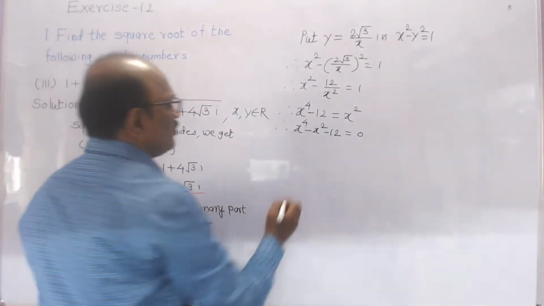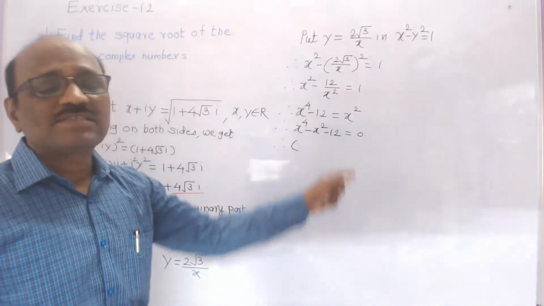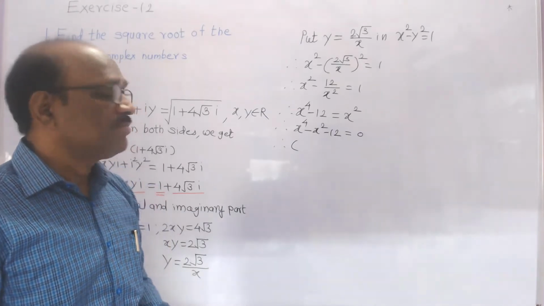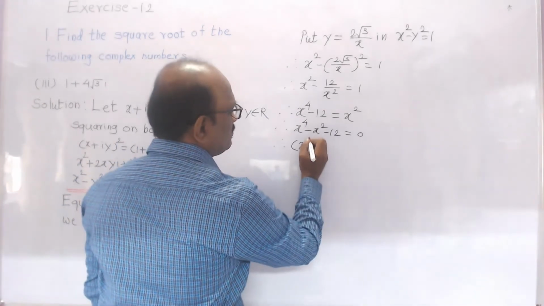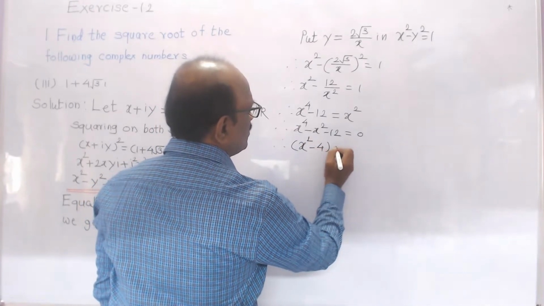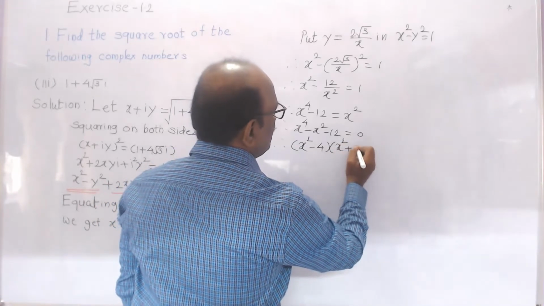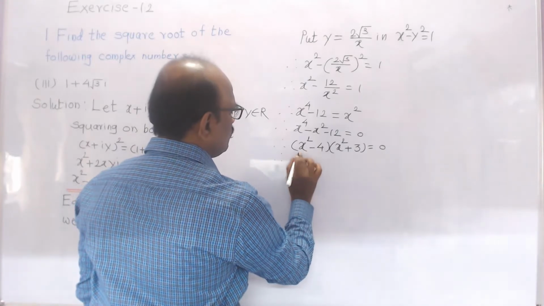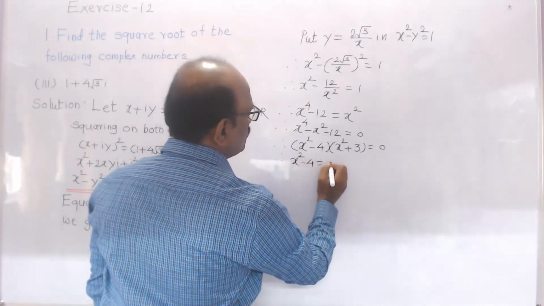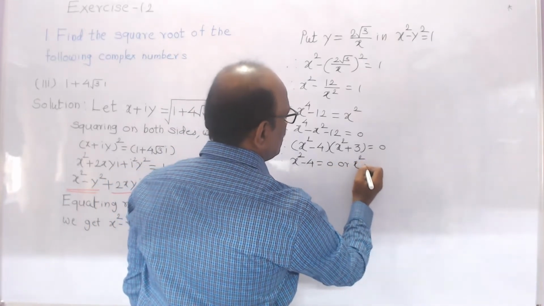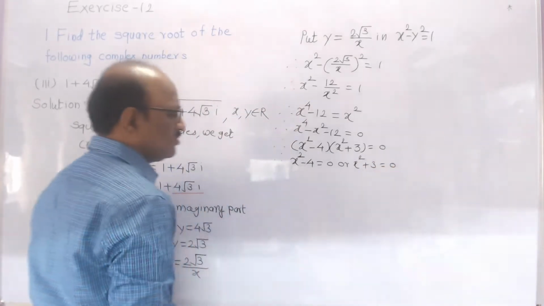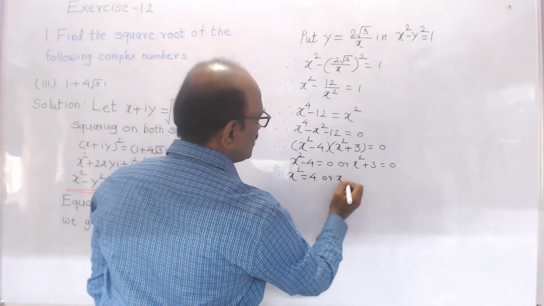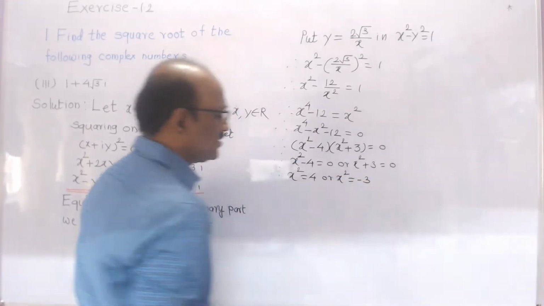Now we'll factorize this. The product of the first and last term is minus 12 x raised to 4. Therefore, what are the two terms whose sum is minus 1 and the product is minus 12? Therefore, minus 4 and plus 3. The factors are x square minus 4 in the first bracket, and in the second bracket x square plus 3, is equal to 0. Therefore x square minus 4 is equal to 0, or x square plus 3 is equal to 0. Can we solve this? Therefore, x square is equal to 4, or x square is equal to minus 3.